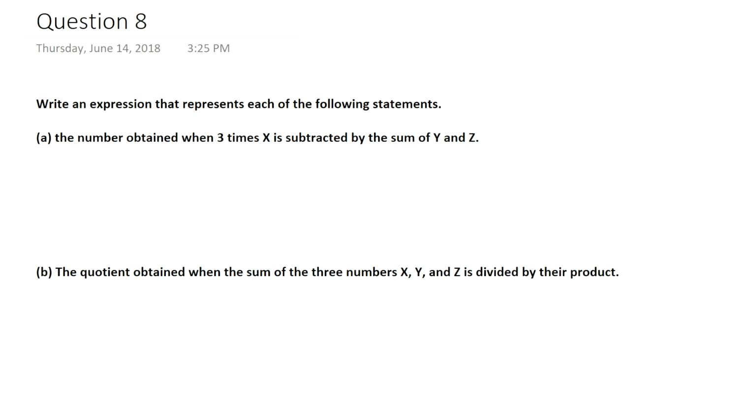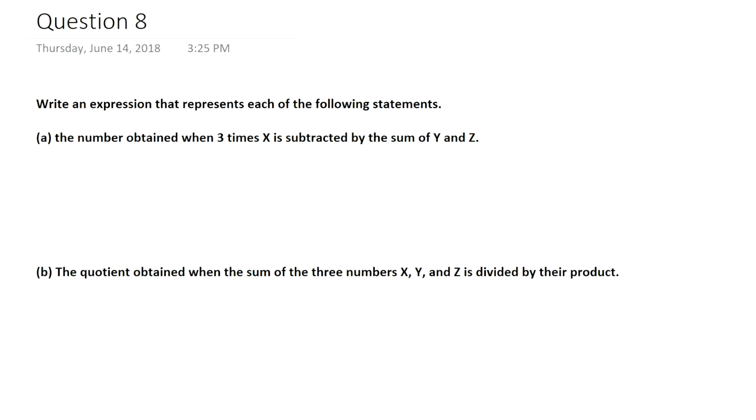Hello, so right now we're looking at question number 8. It says write an expression that represents each of the following statements. So looking at the first one, it says the number obtained when 3 times x is subtracted by the sum of y and z, and the second one says the quotient obtained when the sum of the three numbers x, y, and z is divided by their product.